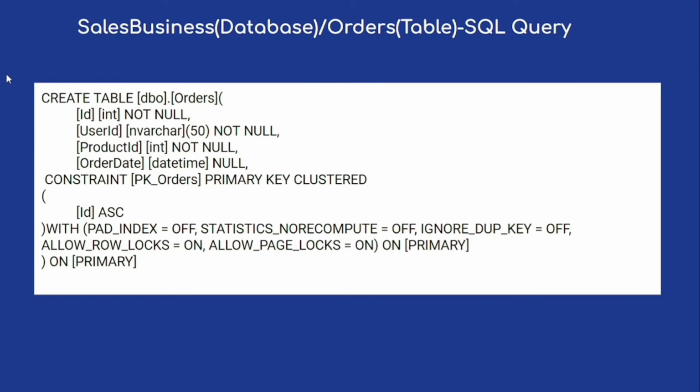And here you can see the sales business database, and the table name is orders. So this is the script for the orders table inside the sales business database. It contains ID, user ID, product ID, and order date. These are my sample databases and tables.